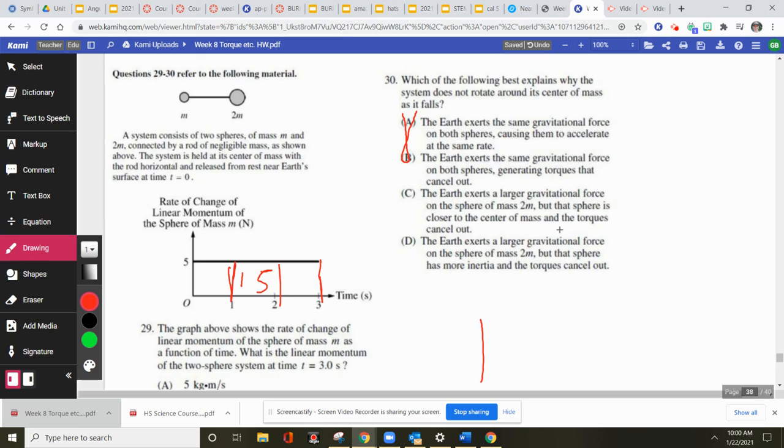What? Well, that's true. It has more inertia and the torques cancel out. I don't think that has anything to do with it. I think C is probably the best answer. I don't know.